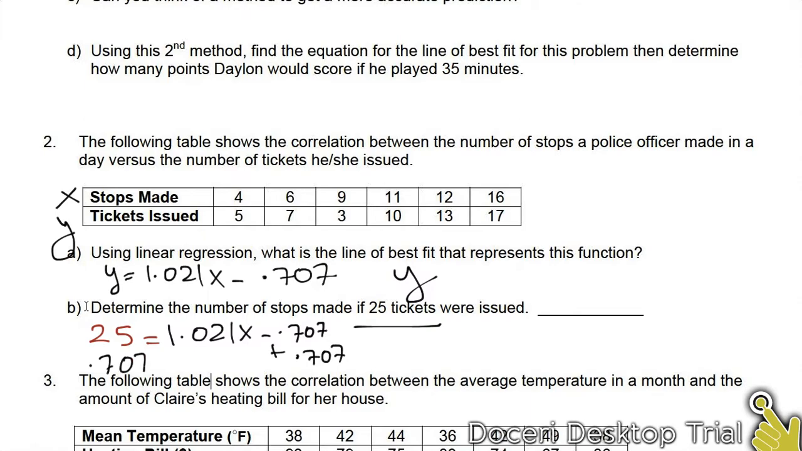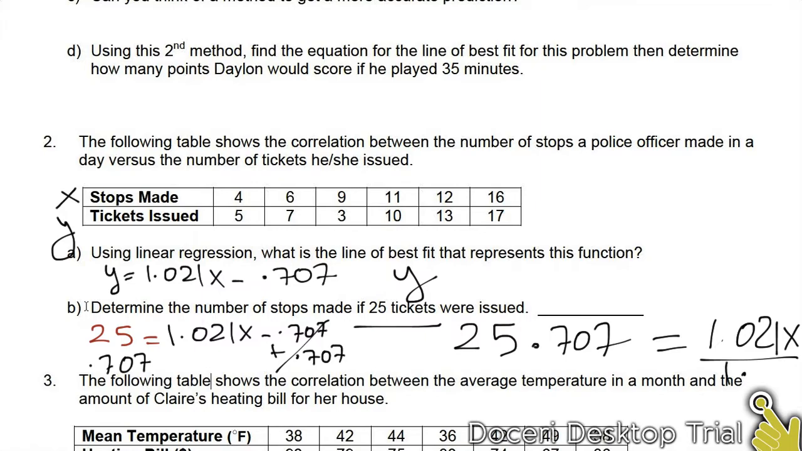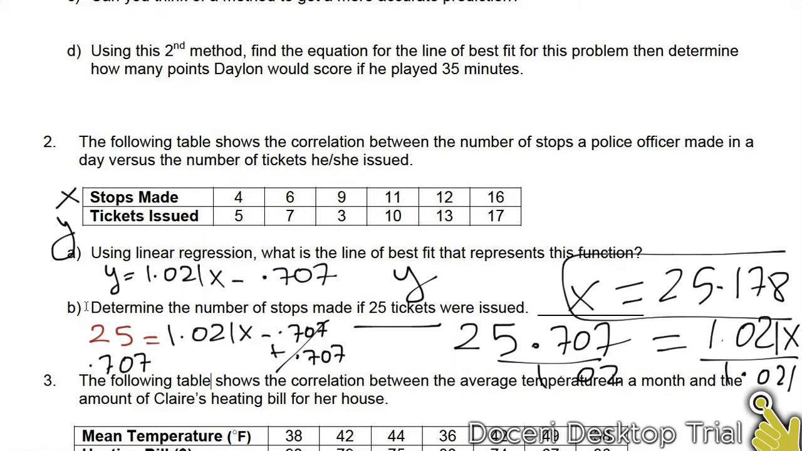So what I'm going to get is 25.707 is equal to 1.021x. And then I need to divide by 1.021 on both sides, and you will find that the x value is going to be 25.178 stops. So that is the number of stops.